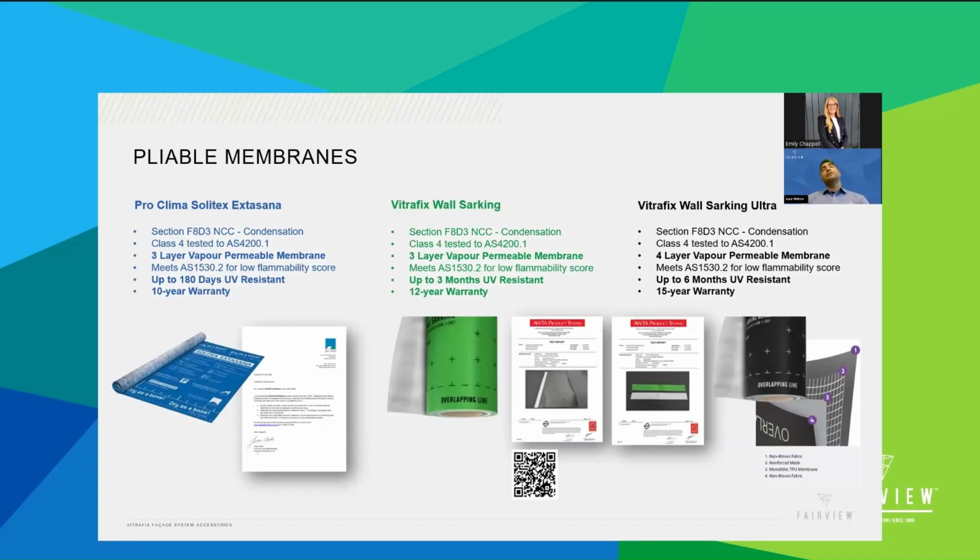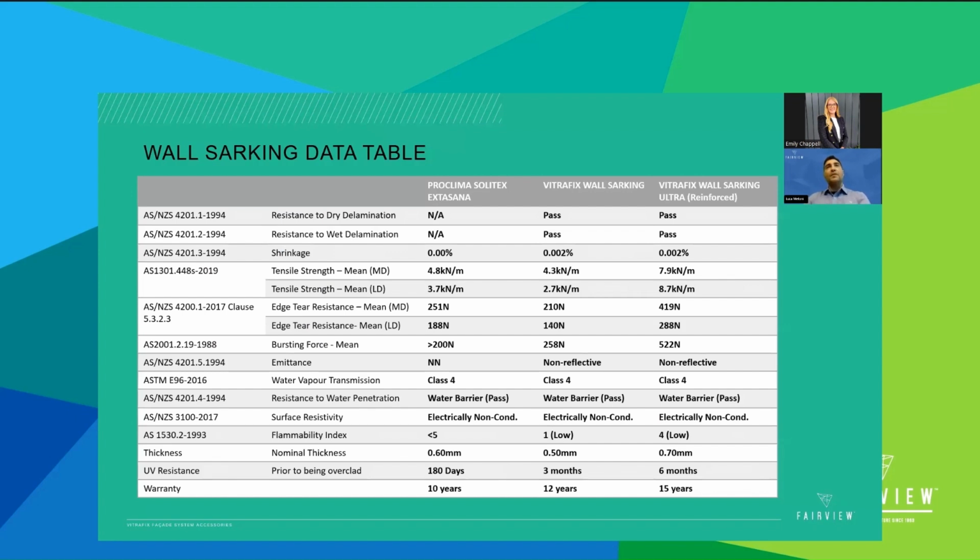When selecting the right applicable membrane, it's important to know what the requirements are. Fairview products meet National Construction Code 2022 requirements for vapor permeability and condensation management. There are 3 levels of vapor permeable, 4 in the case of the sarking ultra, and all this sarking needs to be tested. So when it comes to selecting the right sarking, it's important to have as much data as possible available.